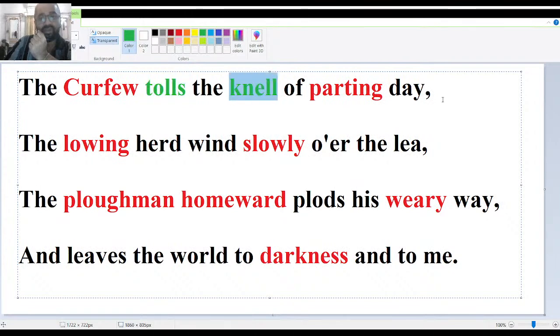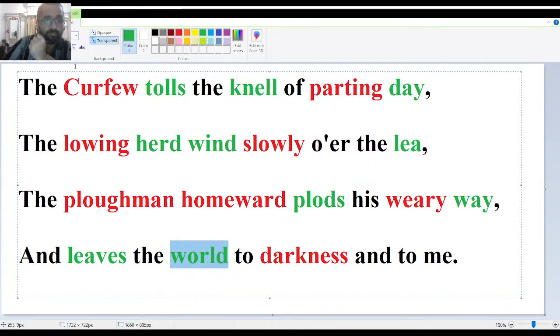Tolls, knell, day, heard, wind, lee, plods, way, leaves, world. That's all. We have the nouns, verbs, adjectives, adverbs.